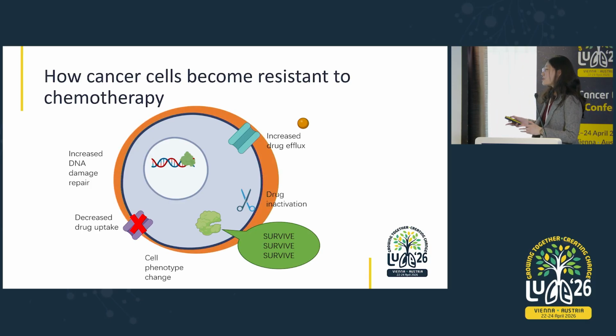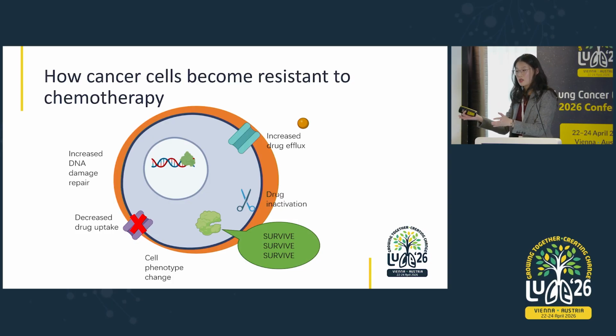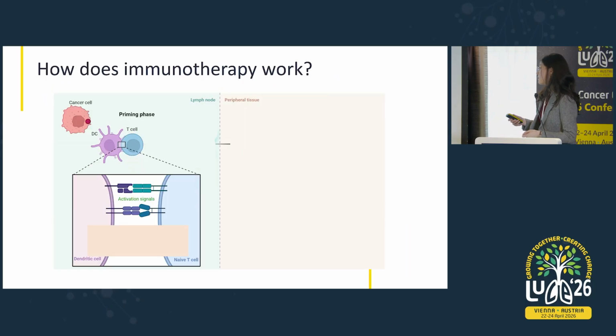And the last one is a phenotype change. It's similar to the idea of a histological transformation where you switch from one house to another. This is the cell switching from a differentiated state, like a mature state, to something that's less mature, something like a cancer stem cell. And that will help it survive chemotherapy.